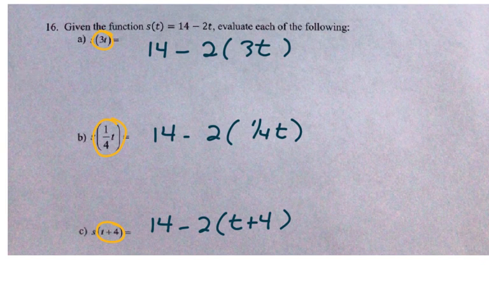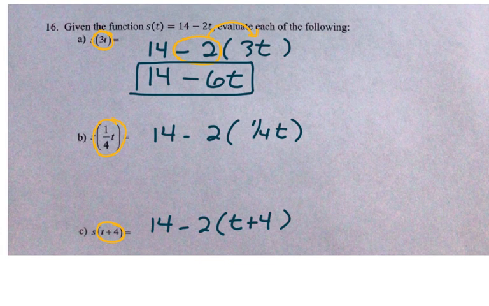Now I want to simplify each of these, which is going to involve distributing this minus 2 to what's inside here. Now we have minus 2 times 3t. That's going to give me a minus 6t. And then I'm just bringing my 14 down. These two cannot be combined, so that's simplified as is, just like that. Same idea here, distributing this minus 2 to what's inside here.